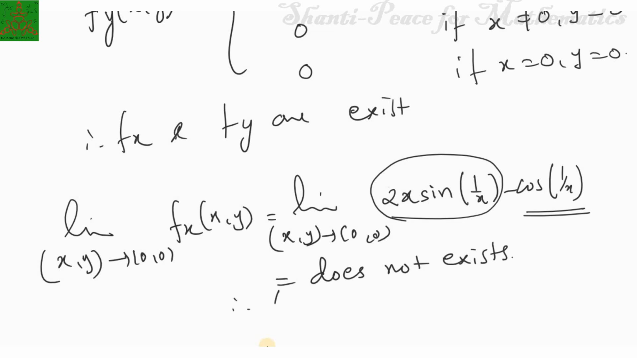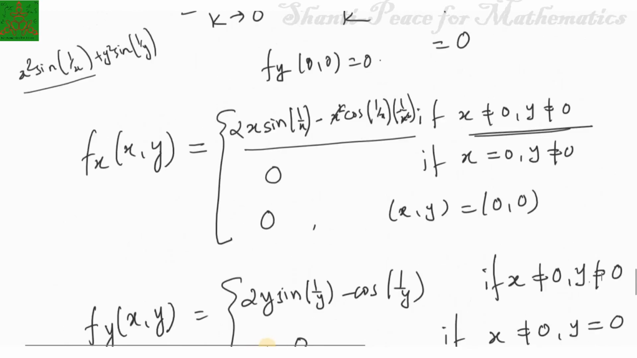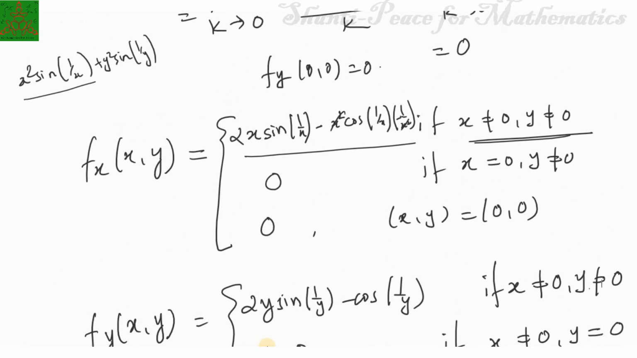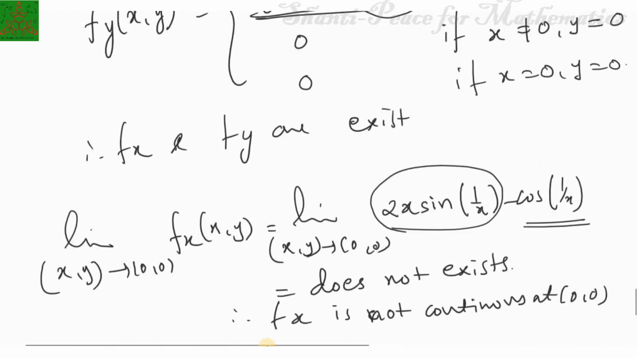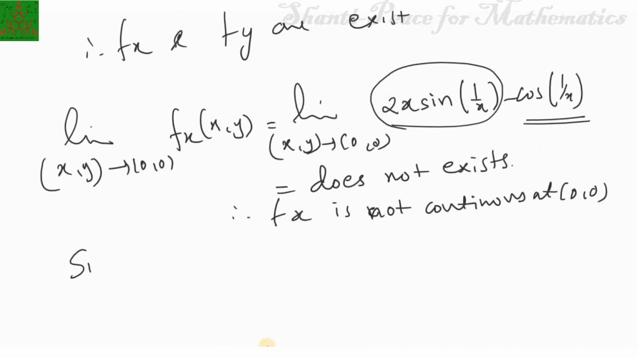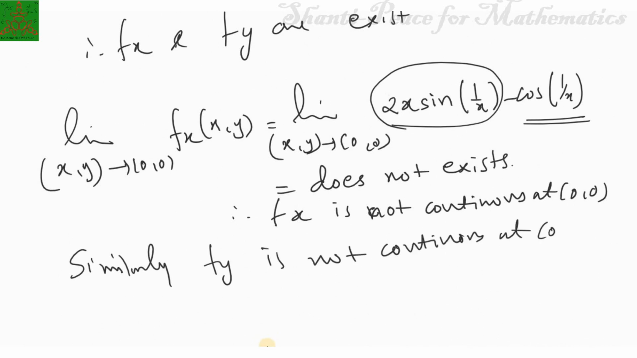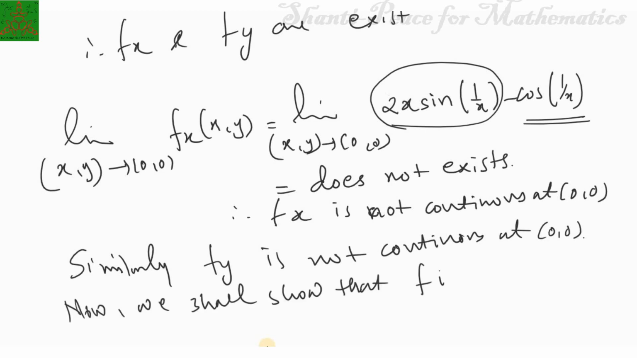So therefore fx is not continuous at (0,0). In a similar manner, we can say that the limit of fy also does not exist, because here also cos(1/y) is there. So that's why we can say that similarly fy is not continuous at (0,0). Now we shall show that f is differentiable at (0,0).